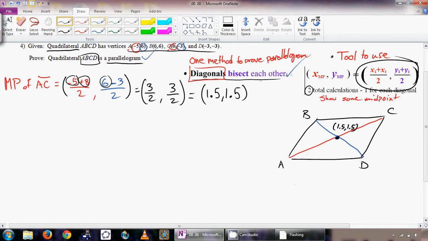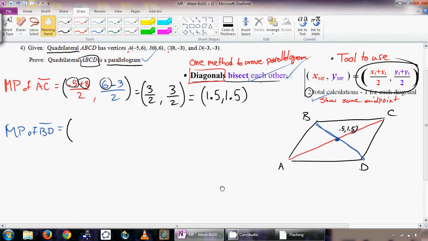And when I do the calculation for the midpoint of BD, I should expect the same midpoint because they wouldn't ask me to do something impossible. This is a parallelogram, and those diagonals do bisect each other, and therefore they must share a midpoint. So my calculation must be. Let's check.